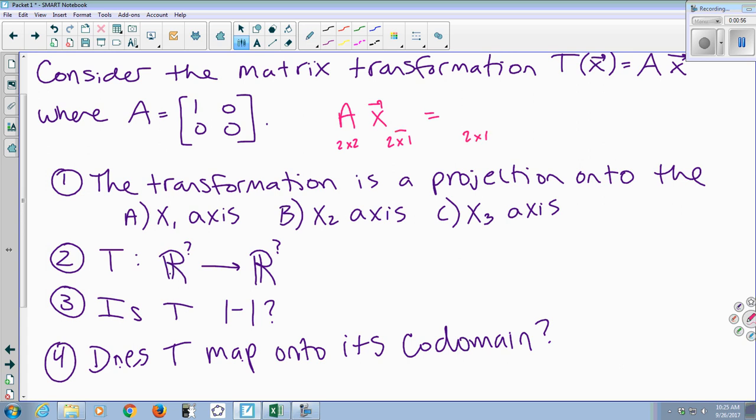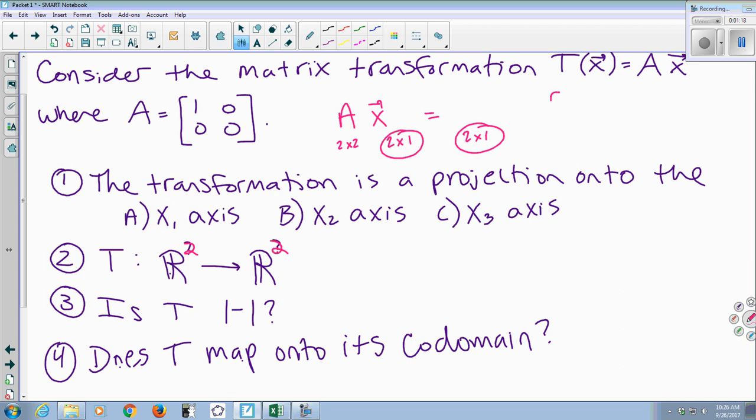Okay, so my inputs are 2 by 1s, and the outputs are also 2 by 1s. So that means T goes from R2 to R2. The inputs live in R2, and the outputs live in R2. All right, so I know that my inputs and outputs go from R2 to R2.